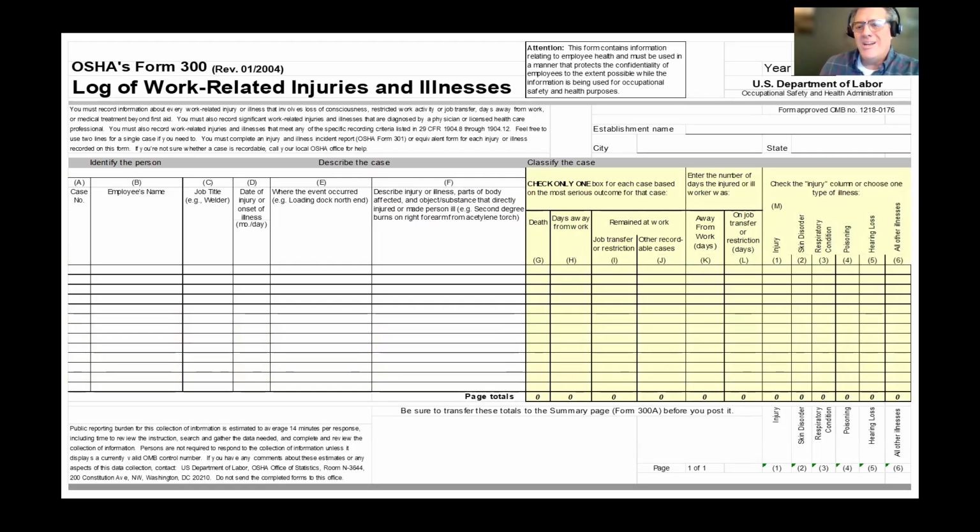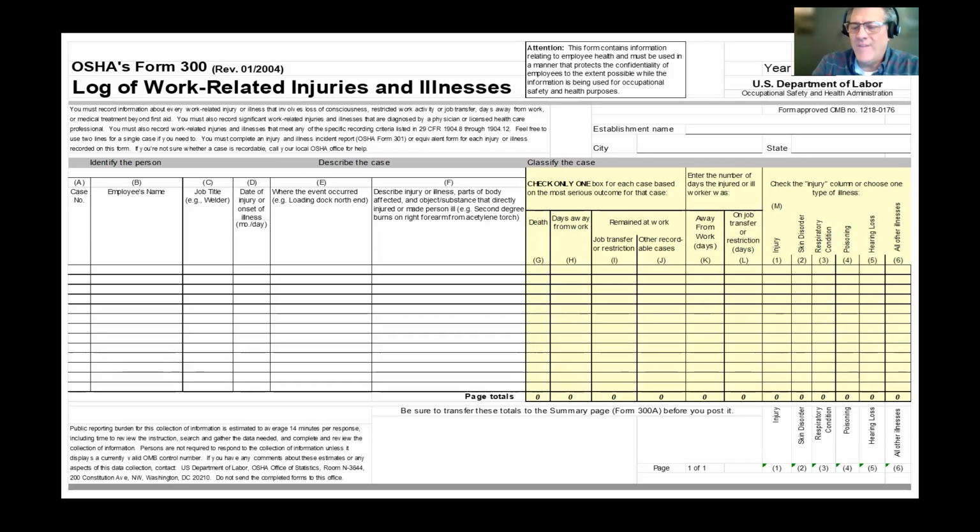You're only going to put an X, literally an X, in one of those, I'm going to say 3 boxes, because we're not going to deal with column G. H, I, or J. Okay. H is any recordable that results in missed work. And we'll go through the rules here in a second, but that does not include the day of the incident. The clock starts ticking at the next scheduled shift.